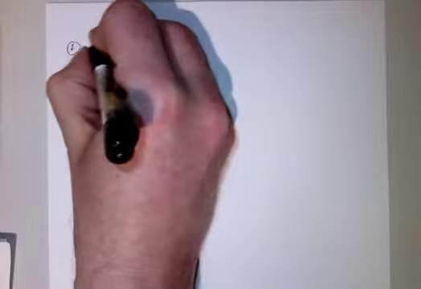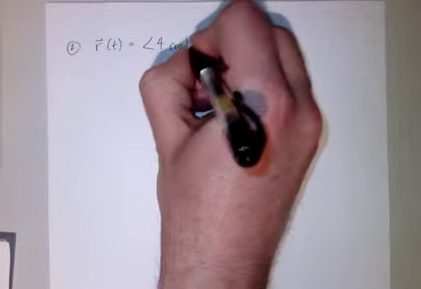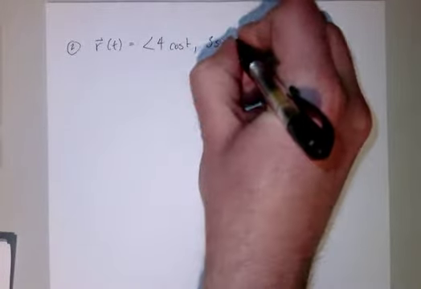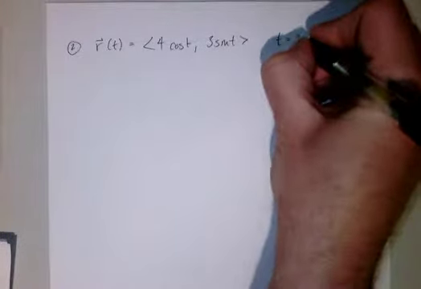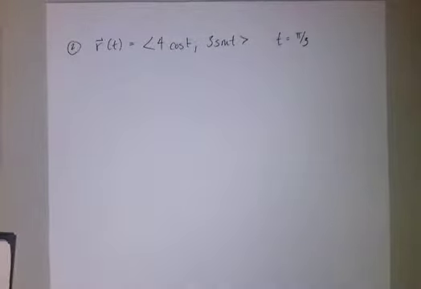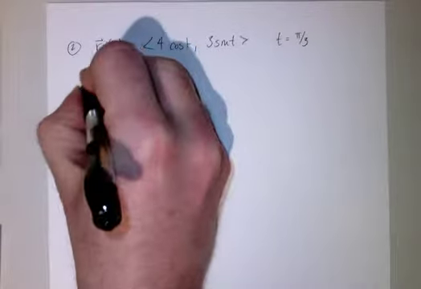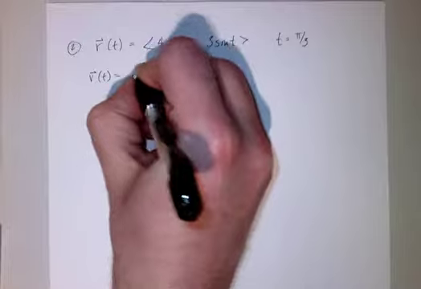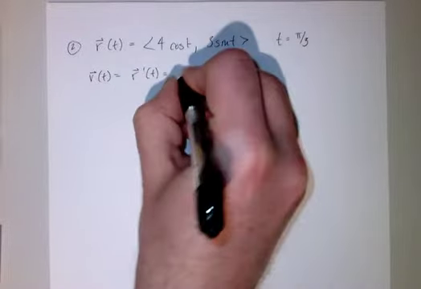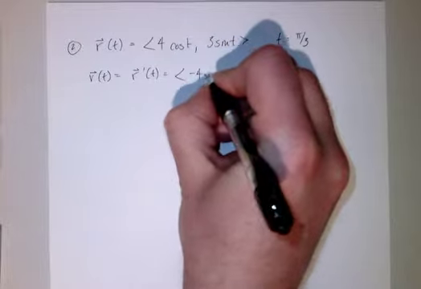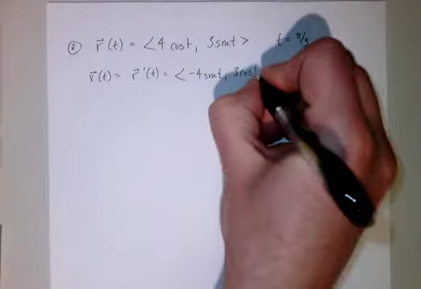Let's say that we're given r of t is equal to 4 cosine t, 3 sine t, and you want to evaluate at pi over 3 the velocity, the speed, and the acceleration. Ooh, speed. Okay, I'll tell you what, let's do velocity and acceleration first and get that out of the way, and then we'll do speed last. I know that the velocity vector is always going to be r prime, and therefore, it winds up being negative 4 sine t, 3 cosine t.